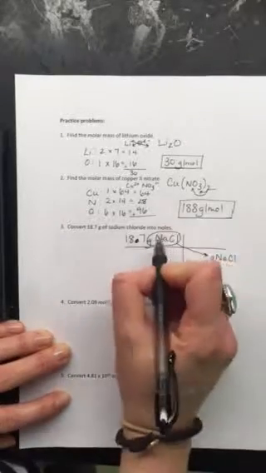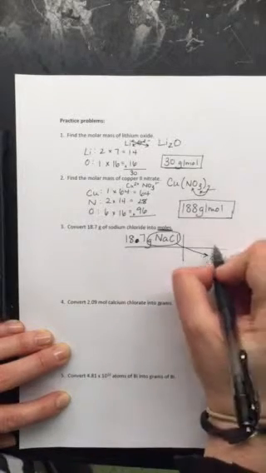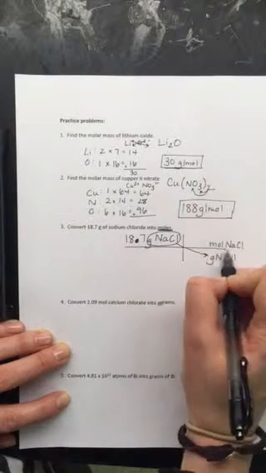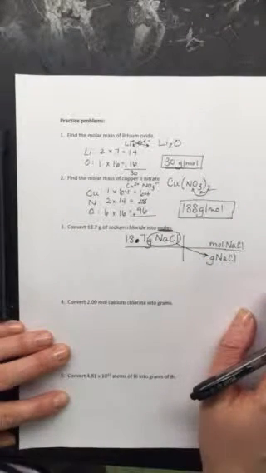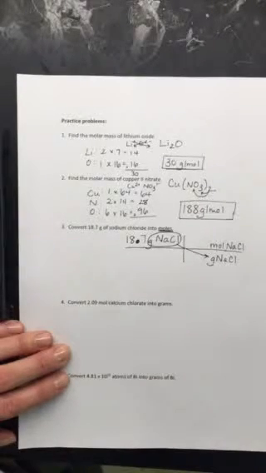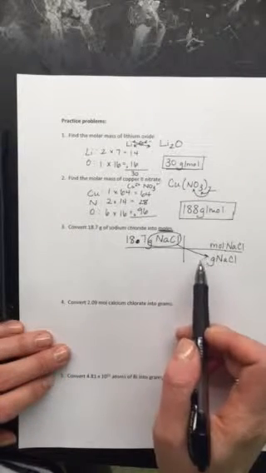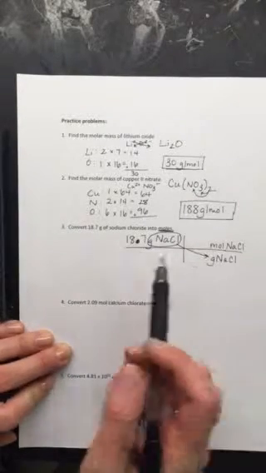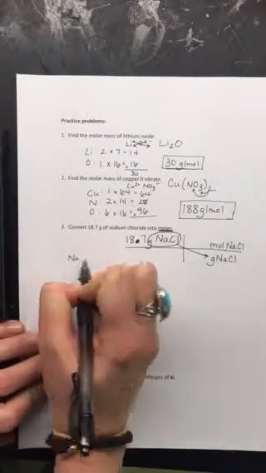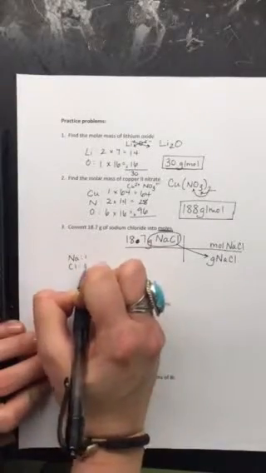And the problem is asking us to convert that into moles. So remember, whatever we want is always going to go on the top right-hand corner. So moles of sodium chloride go at the top. So now we're trying to go from grams to moles. We're going to need the molar mass of sodium chloride. So we're going to use what we know about sodium chloride. In the formula, we have 1 sodium and 1 chlorine.